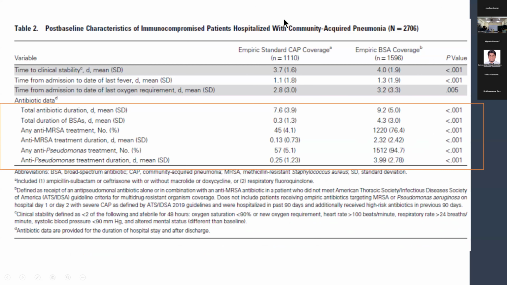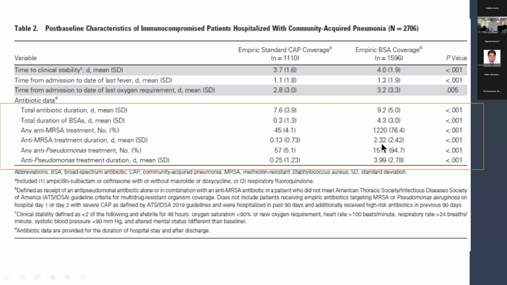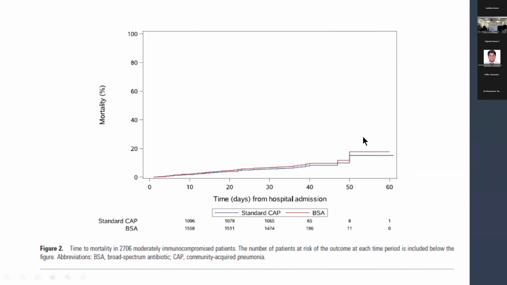Second, just the characteristics among the patients who were hospitalized. If you look at the duration of antibiotics, which was more in the broad spectrum arm, MRSA cover and Pseudomonas treatment was more, 94 versus 5 in the broad spectrum arm. This was in spite of the crossovers which were there. This is the time to mortality, which is not much different.